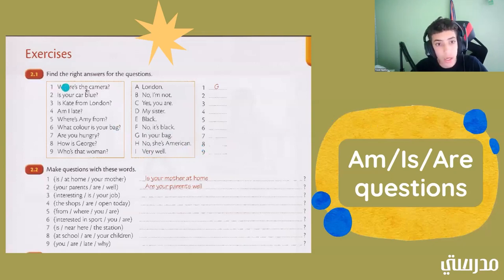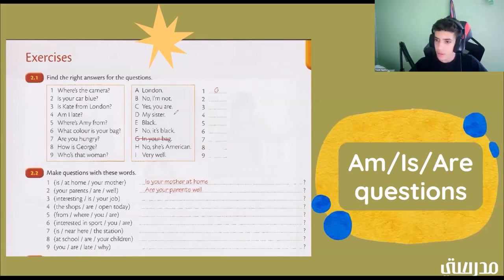So you're right. 1 is to G. Okay. Where is the camera? G. It would be in your bag. Okay. So let's just marker this out right here. Okay. So number 2, is your car blue? 2 is to F. Good job. So it would be F. No, it's black. All right. So let's put an F. Now number 3, is Kate from London?